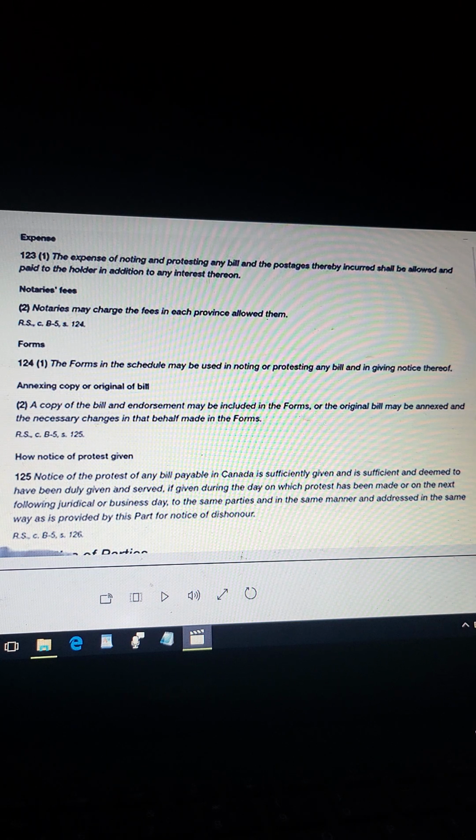How notice of protest given? 125. Notice of the protest of any bill payable in Canada is sufficiently given and is deemed to have been duly given and served if given during the day on which protest has been made or on the next following juridical or business day to the same parties and in the same manner and addressed in the same way as is provided by this part for notice of dishonor.